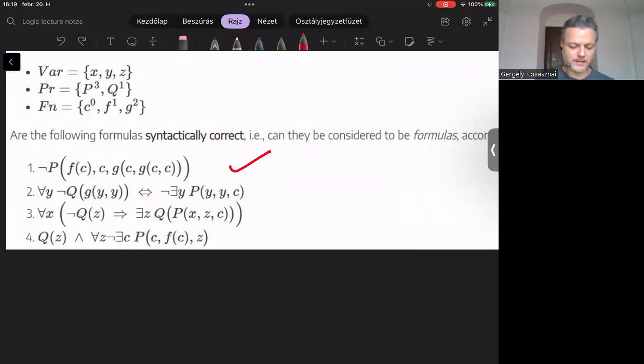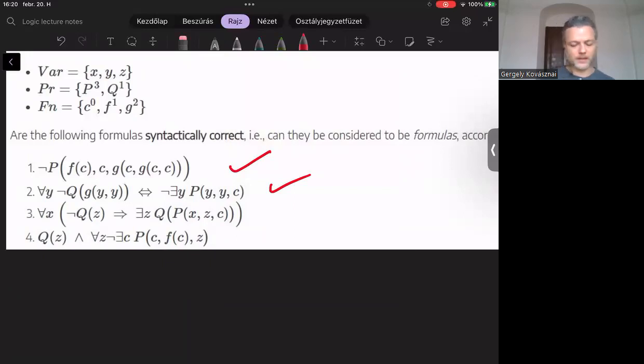Well, the right-hand side starts with a negation. A negation must be followed by a formula. Is this a formula? Well, it looks like one. So check if it is a formula. It starts with a quantifier followed by a variable, really good, followed by a parameterized predicate, and the number of parameters is 3. So this is also correct. This means that the second string is also a formula.